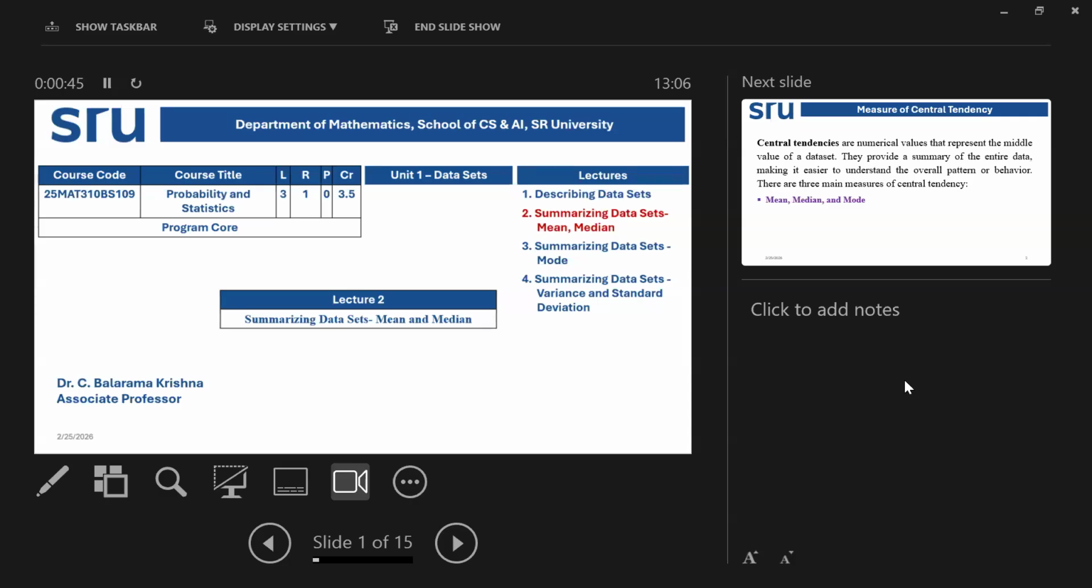So we started this semester summarizing the data set, right? We try to understand the various kinds of data sets that are available, because when we go to a real-time situation, we may not be aware of how the data is available to us. Depending on the data availability, we need to decide how to handle that particular data.